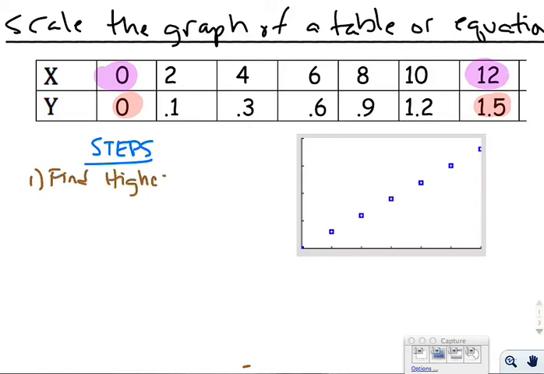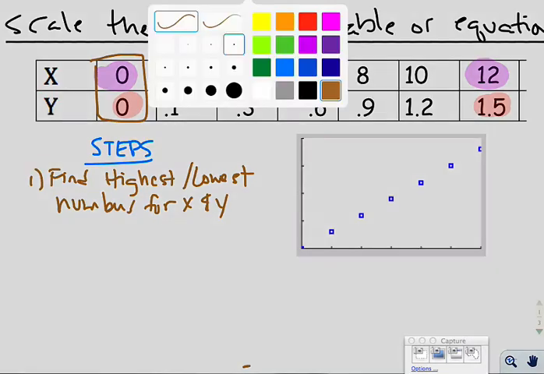So we need to find the highest and lowest numbers for x and y. Okay, so that tells us our limitations. Now, in this particular case, 0 and 0 being what they are will help us actually see the axes, but that's not always the case.